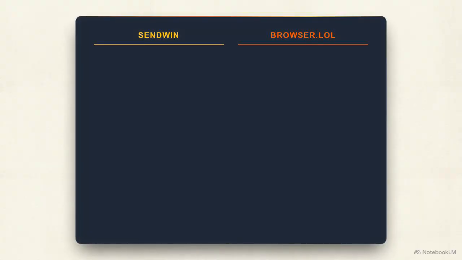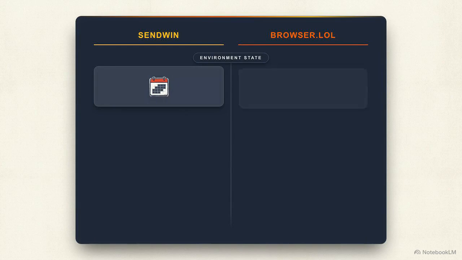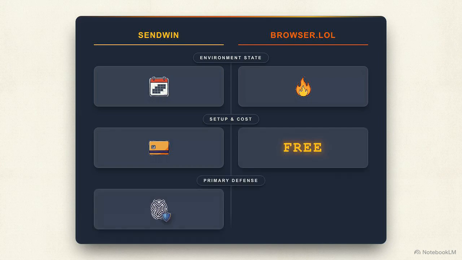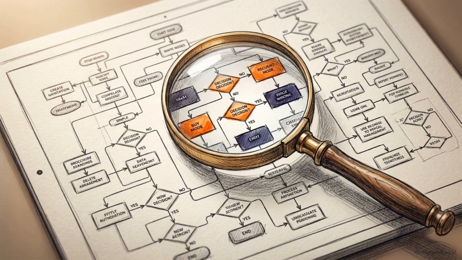Let's compare these side by side to clarify the operational compromises of each tool. For environment state, Sendwin provides a persistent workspace you return to daily, while Browser.lol enforces immediate session destruction. In terms of setup, Sendwin requires a subscription and proxy management. Browser.lol is frictionless and free. For their primary defense, Sendwin focuses on evading account linking algorithms, while Browser.lol focuses on isolating local malware. Choosing between them is an exercise in diagnosing your own daily workflow and the specific risks you need to mitigate.